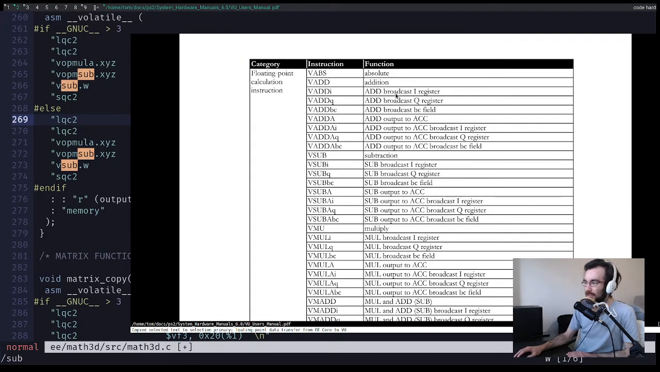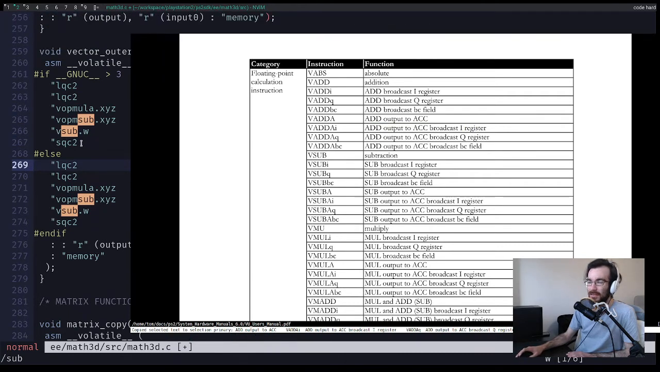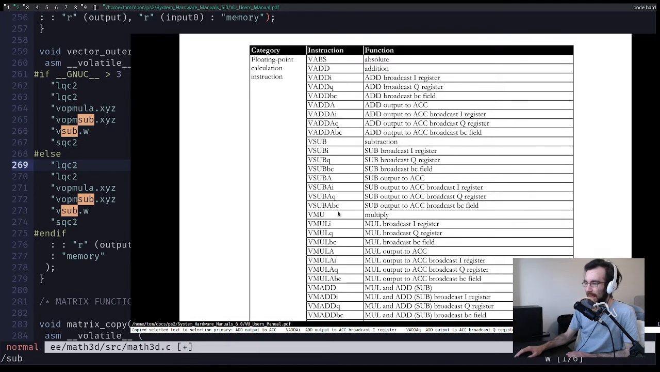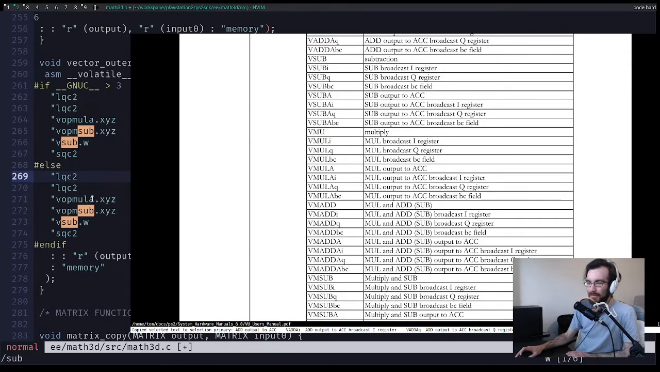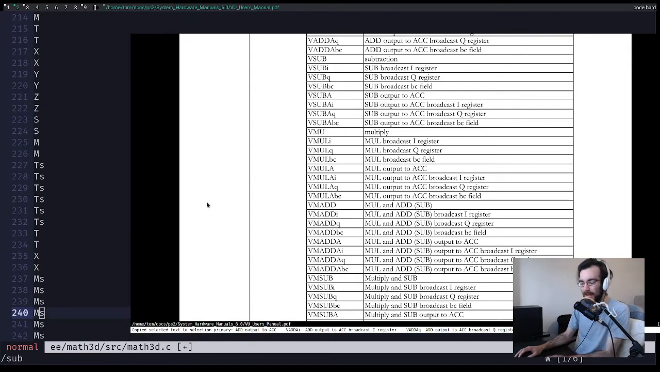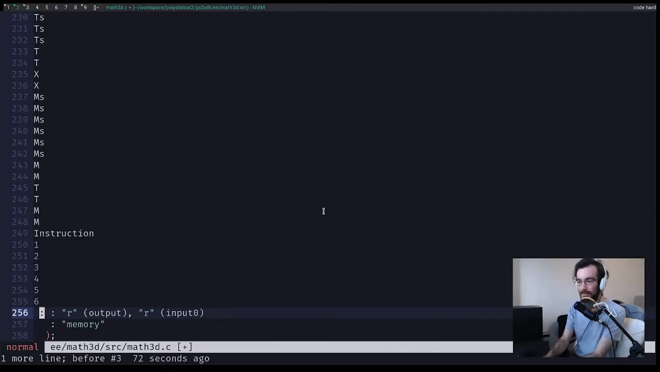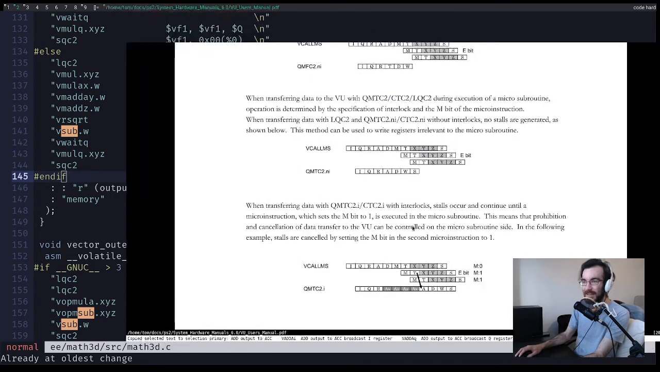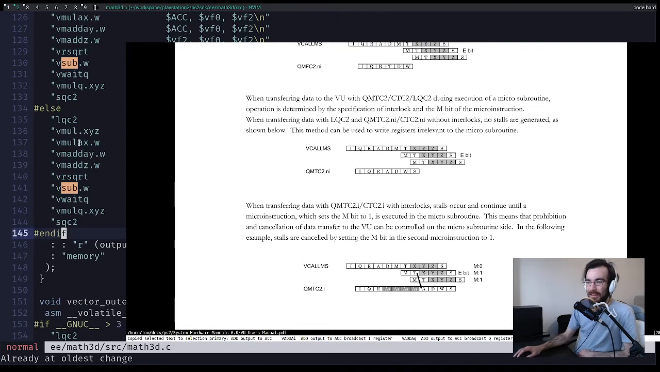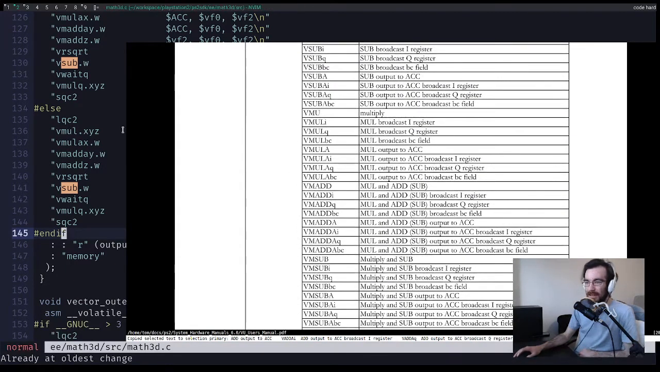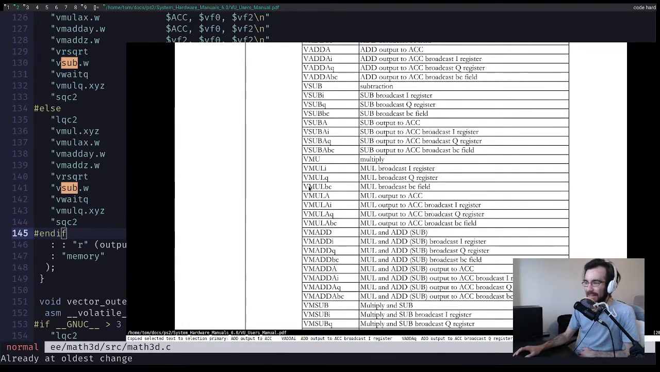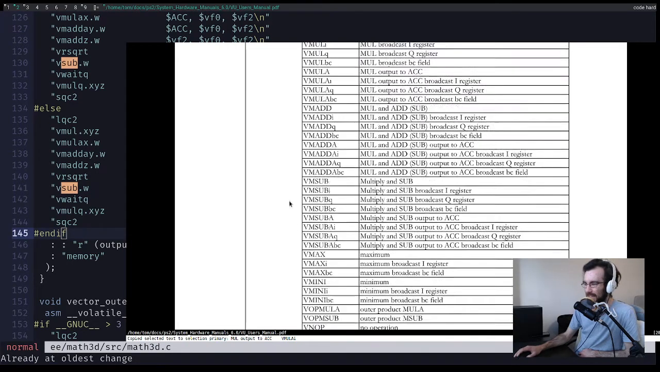So absolute addition, add broadcast. The broadcast stuff's really weird. I don't really understand it yet, but I'm going to have to at some point. Output, broadcast I. This is all good. What's VOP mul A? Anyway, I'm getting a little bit distracted here. Oh, did I accidentally flatten some stuff out? Okay, that's cool. vmul.xyz, that's all good. But vmul AX, right? That doesn't look like there's an instruction here that corresponds to that, so I don't really know what this is getting compiled to. We've got to work that out at some point.